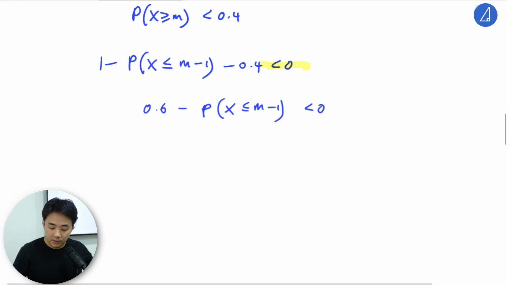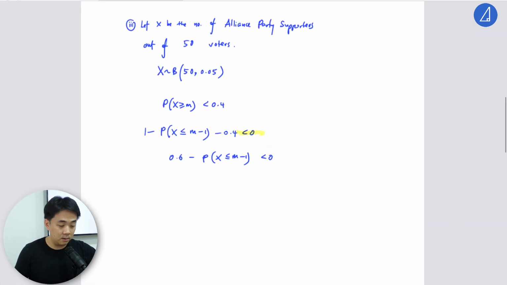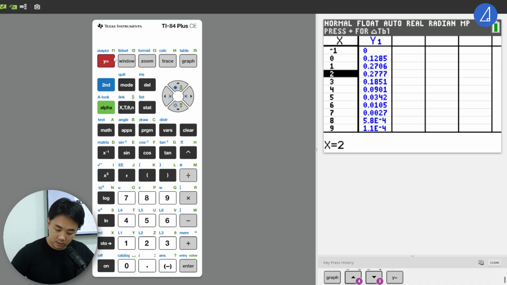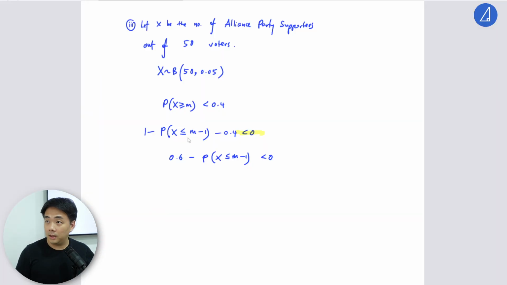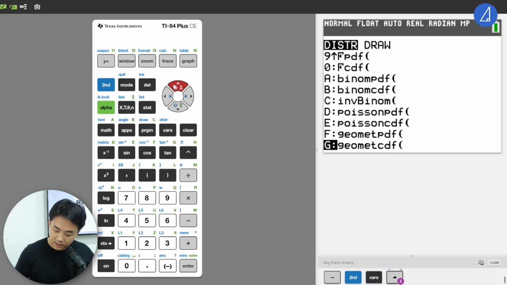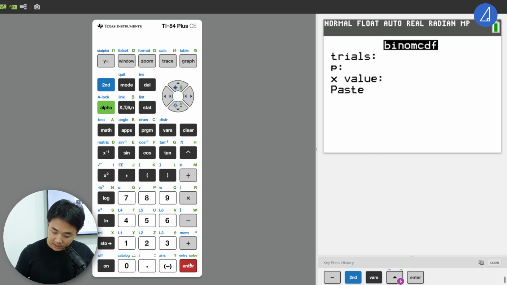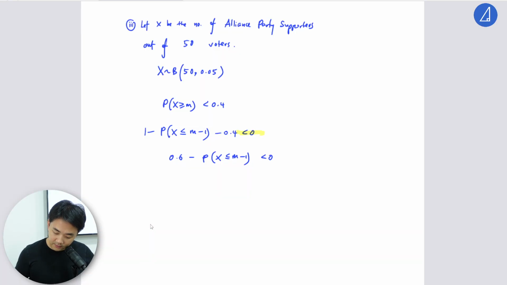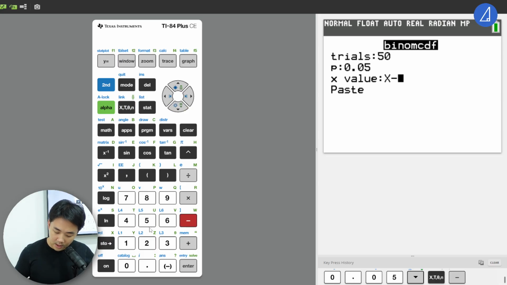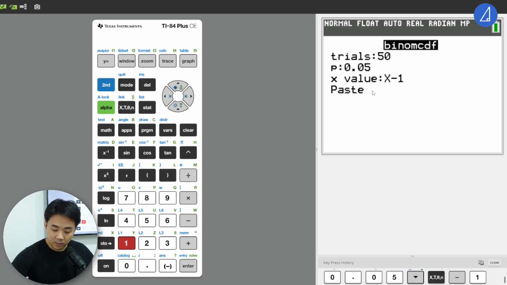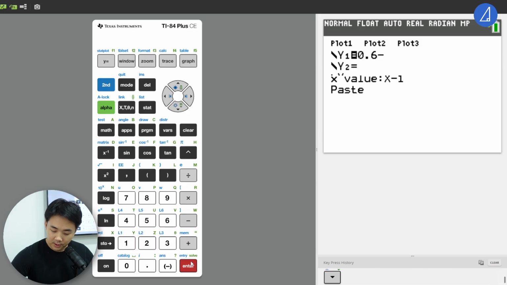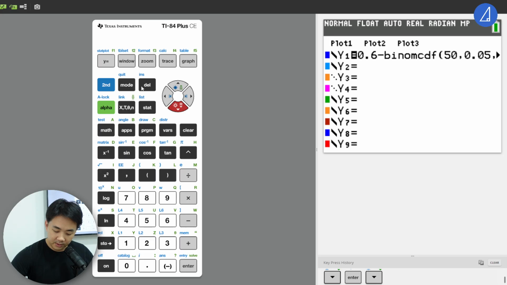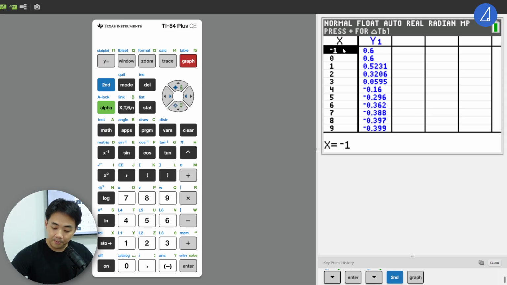So what I do is key in the calculator: 0.6 minus binomial CDF, trial is 50, 0.05, X value is x minus 1. This already accounts for the m, so when you go to table values, this is already m. You don't need to minus off 1.